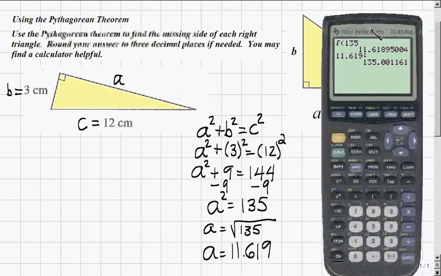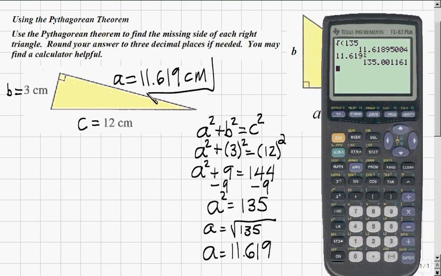So that means that side A here works out to 11.619 centimeters. And that's our final answer.